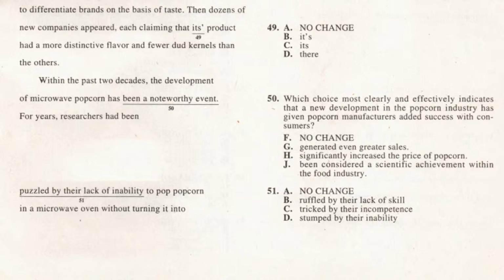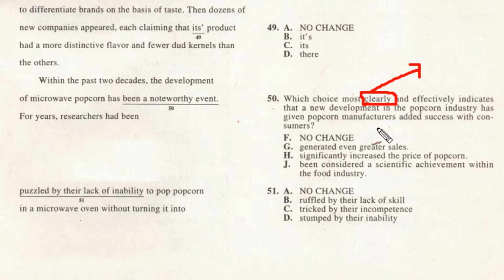So what we're going to do is first look at a practice problem, and identify what they're asking you to do through something I call the action word. Here in practice problem number 50: which choice most clearly and effectively indicates that the new development in the popcorn industry has given popcorn manufacturers added success with the consumers? So here right away, I see this clearly. That is what I call an action word that tells me that I want to doctor up the noun and the verb.